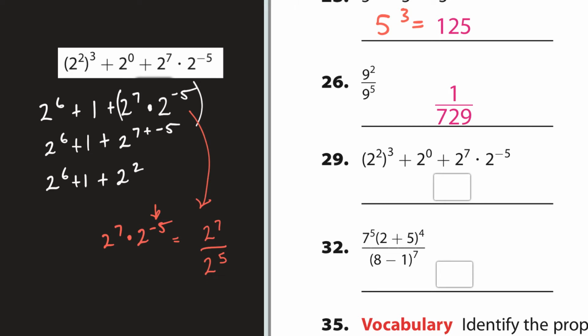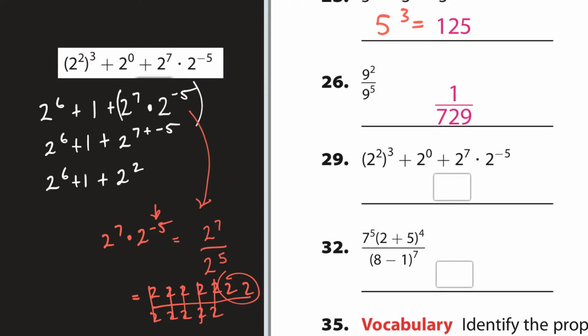And now what I can do is this. 2 to the 7th is 2 times 2 times 2 times 2 times 2 times 2 times 2 over 2 times 2 times 2 times 2 times 2, and these all cancel right here, and it's 2 to the second, which is exactly what I have right there. Okay, so that's the reasoning behind all of that.